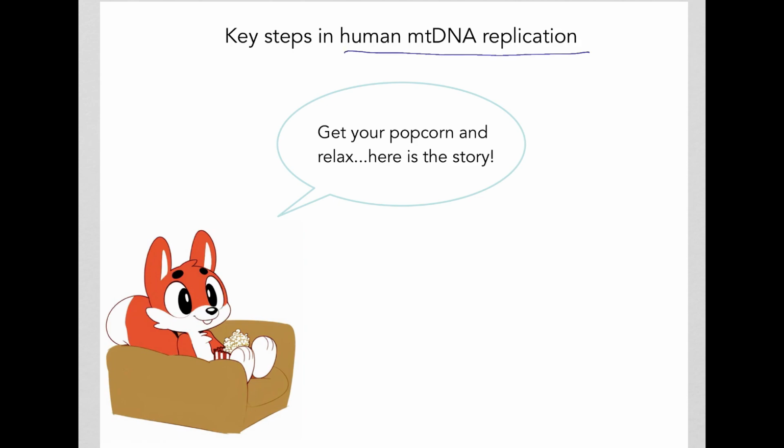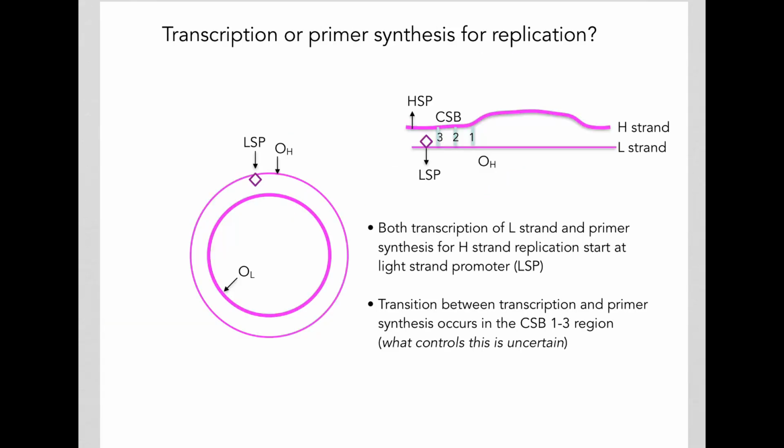human mitochondrial DNA replication. So the story starts from the LSP, the light strand promoter. This is where transcription of the L strand as well as primer synthesis for H strand synthesis starts from the LSP. So the story for replication will start from here as well as transcription of the L strand. But since we are talking about replication here, we will look at how replication is initiated starting from the LSP.